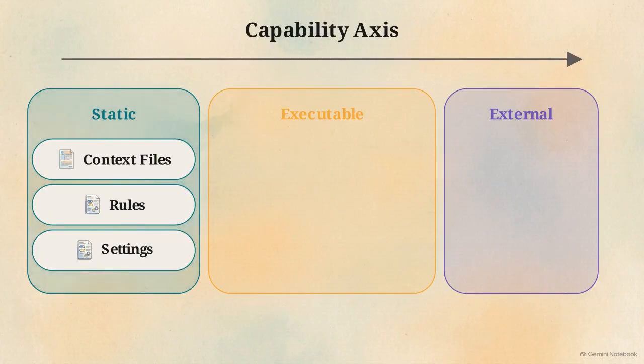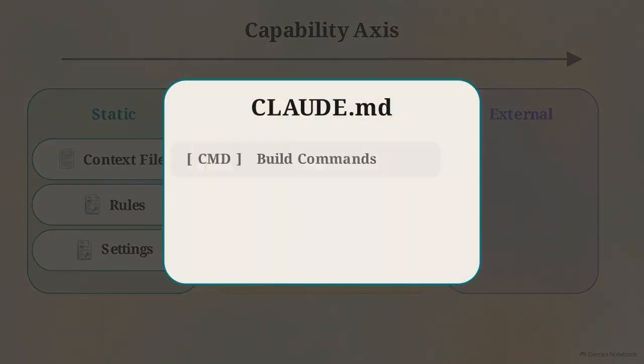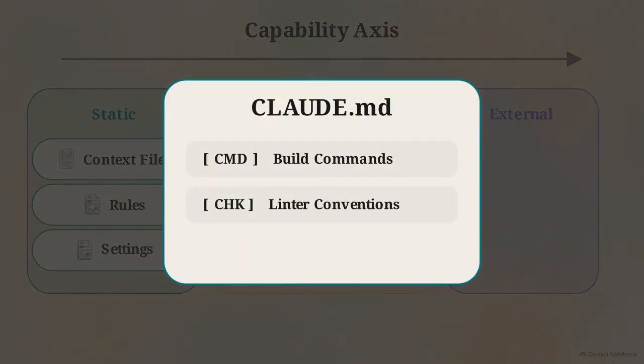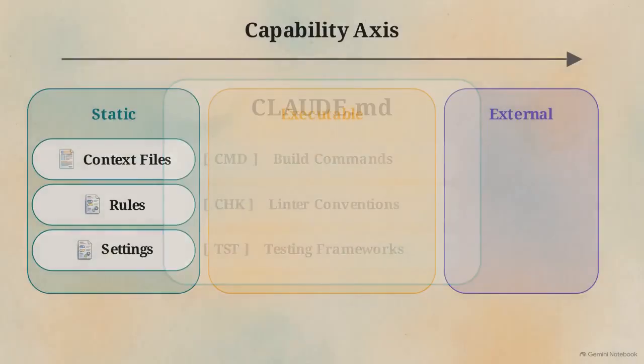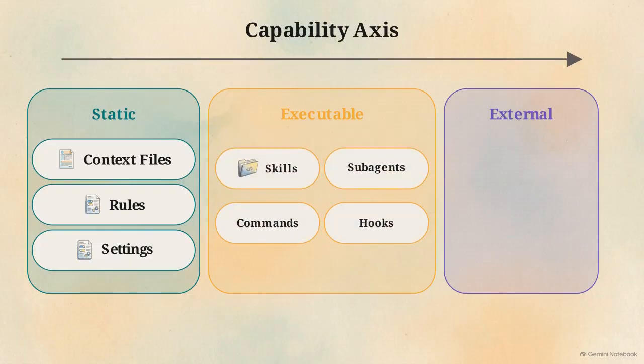These mechanisms strictly inform the model. They do not execute code. This is where you find standard artifacts like a CLAUDE.md file or a project README specifically tailored to establish an agent's coding conventions. The middle zone is where the harness takes autonomous action. This executable layer comprises skills, subagents, commands, and hooks.